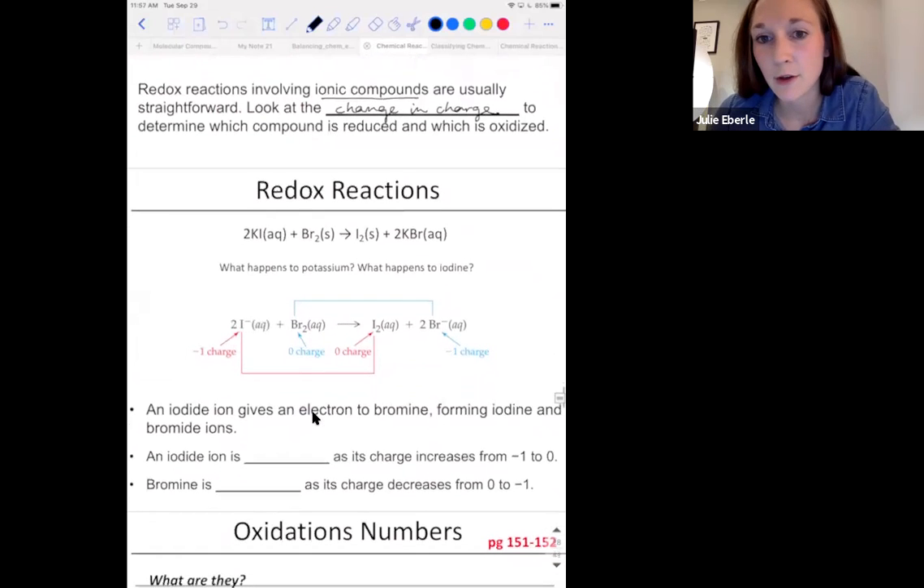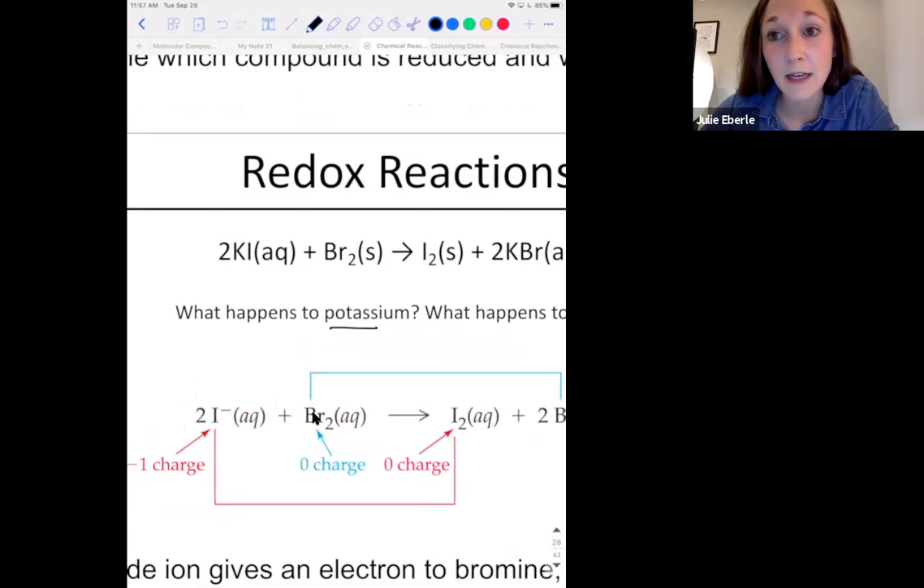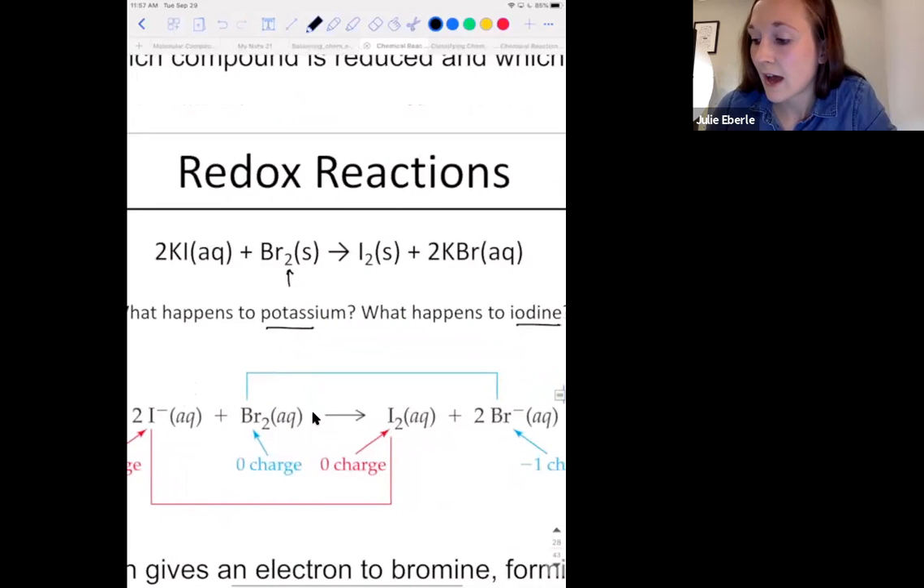Let's look at another example though. I have an entirely different equation. I have potassium and I have bromide. Okay, and the question here, what happens to potassium? What happens to iodide? So let's look at this. We have potassium iodide. That's our first reactant. It's an ionic compound. And then we have bromine. It's a diatomic, so that's why I rewrite it with a Br2. And then on the other side, we have iodine. It's also a diatomic. And then we have KBr.